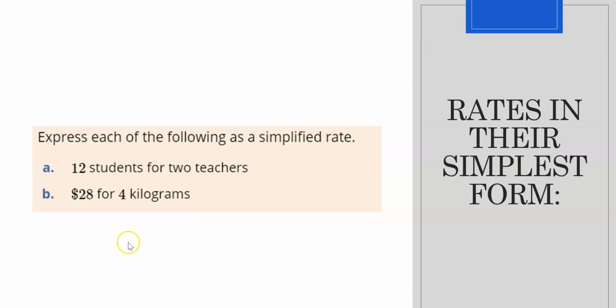So what do we got here? Express the following in their simplified rate. So we've got 12 students to 2 teachers. So we're going to divide both by 2. So we go 6 to 1. And then we've got $28 per 4 kilograms. So we're going to divide by 4, and we go 7 to 1. Sorry about that.